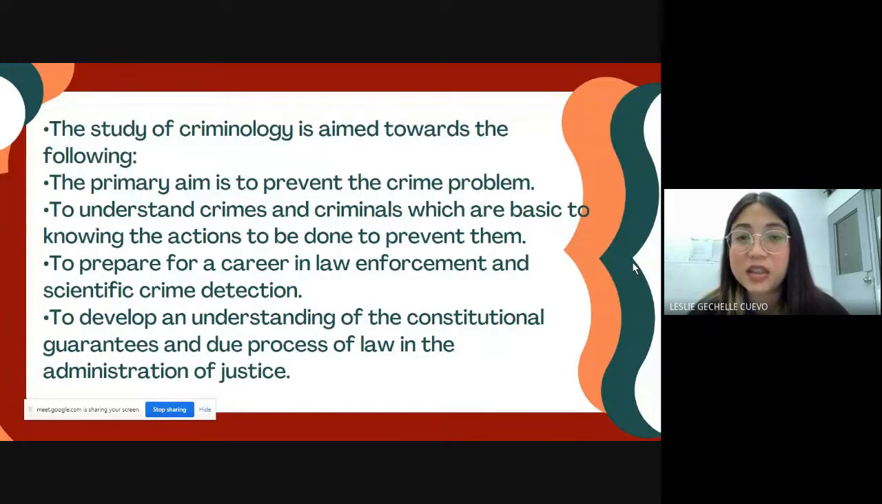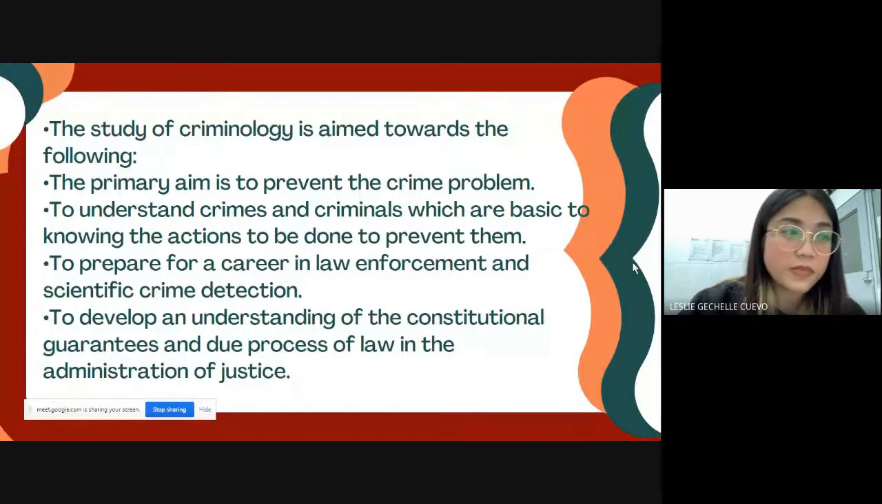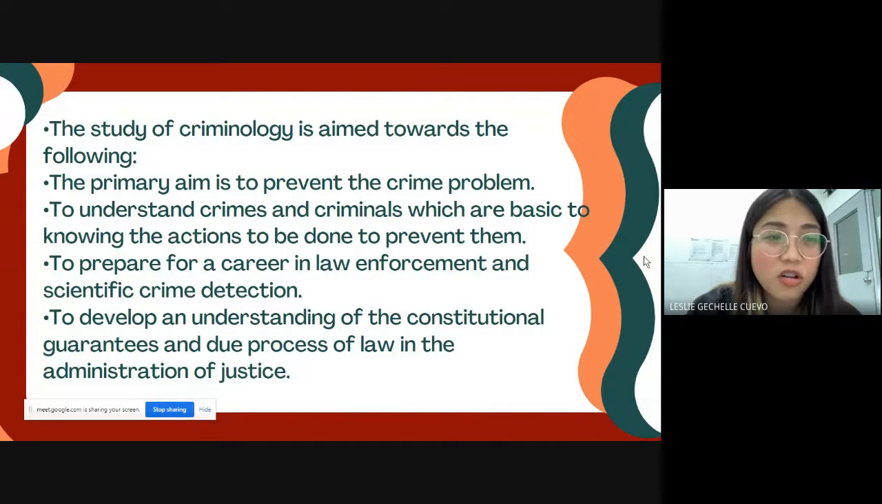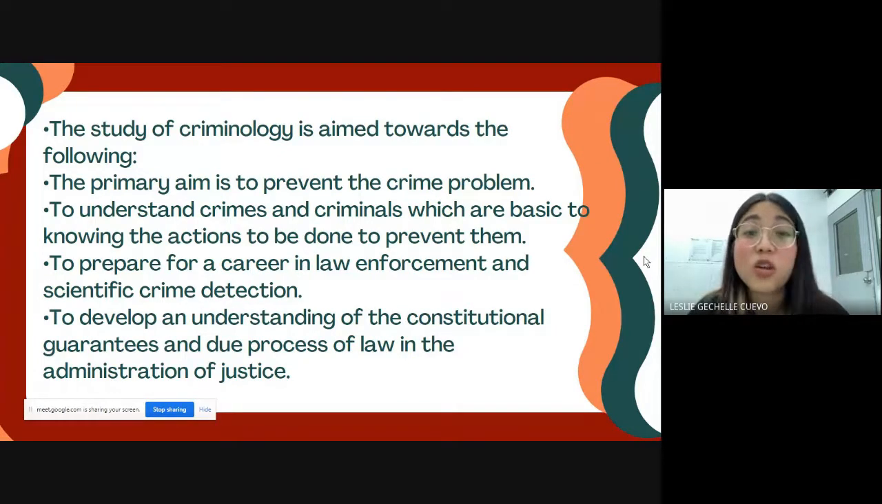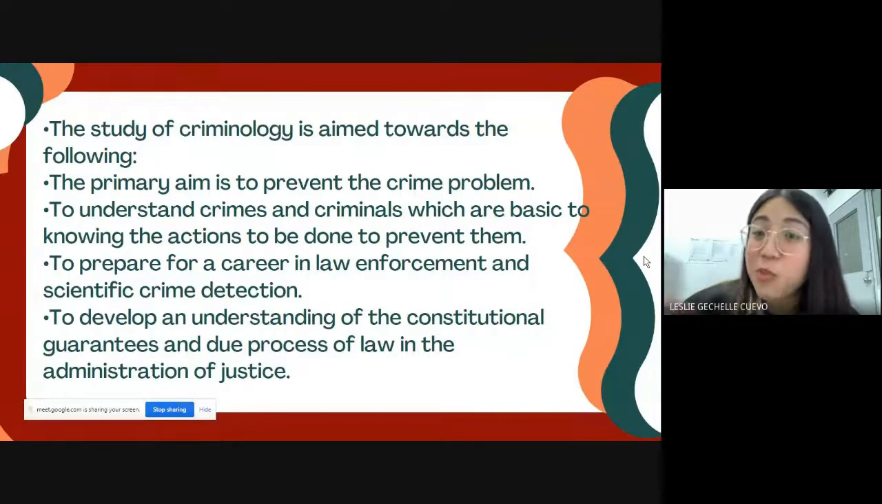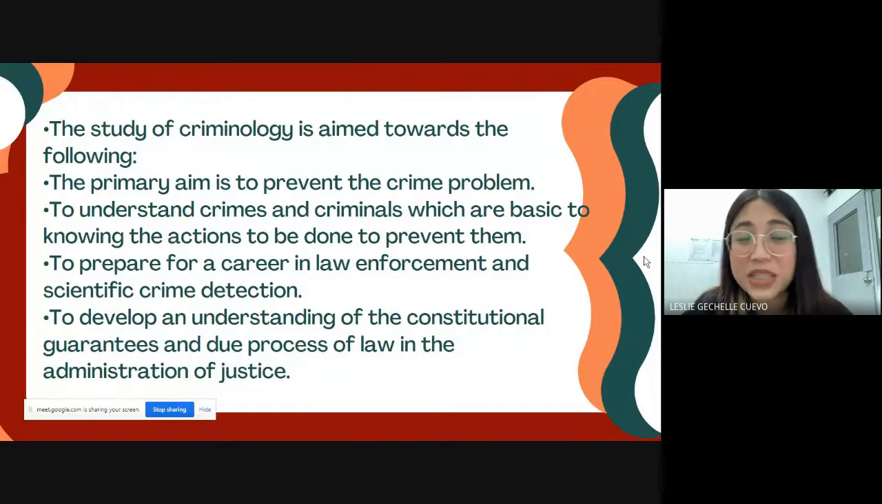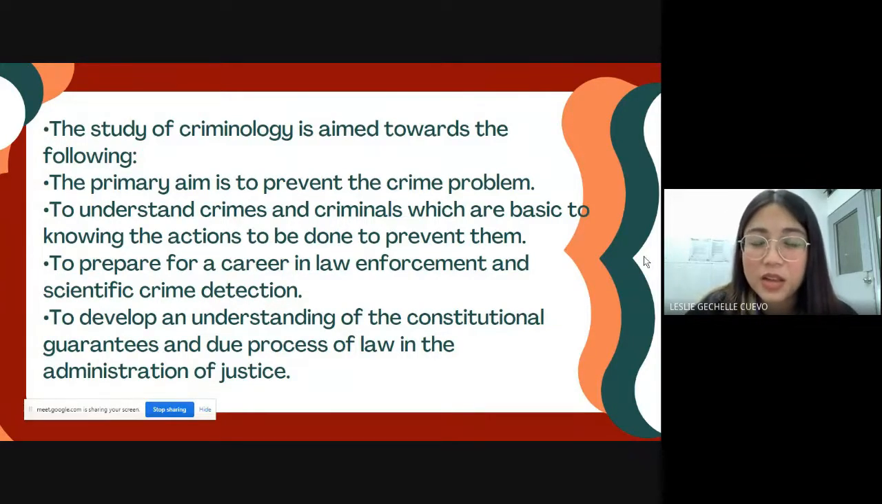And then to develop an understanding of the constitutional guarantees and due process of law in the administration of justice. Because the constitution is the law that should always be enforced, it is the anchor of all laws. Doon nakaangkla sa kanya ang lahat ng batas. Yun yung constitution natin. Kapag labag sa constitution ang batas, hindi mo pwedeng gamitin yung batas. Kaya nga 'di ba? Kung narinig niyo na yung term na unconstitutional, ibig sabihin hindi sang-ayon sa konstitusyon ang isang bagay. Lalo na sa mga batas kasi tinitignan din yan ng mga judges natin.